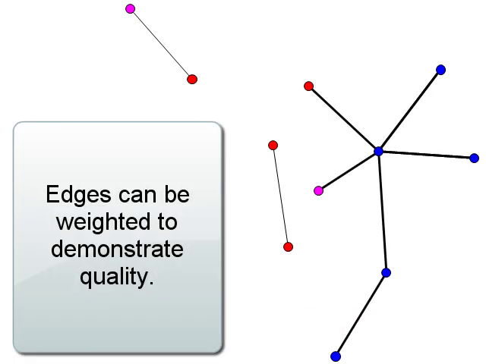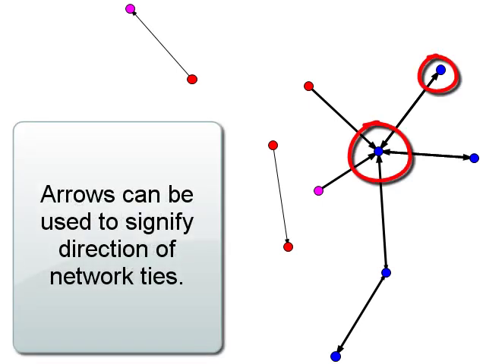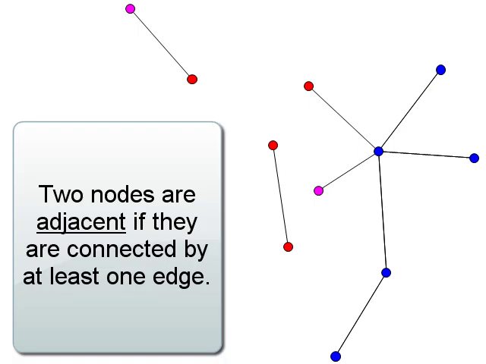Edges can be weighted to demonstrate their quality, for example, frequency of interaction, or a positive versus negative interaction. Arrows can signify the direction of network ties. Two nodes are adjacent if they are connected by at least one edge.